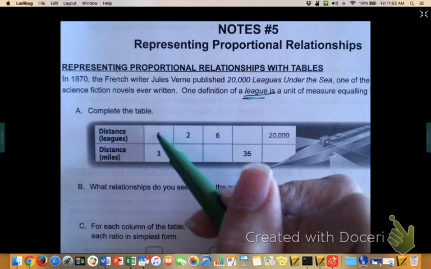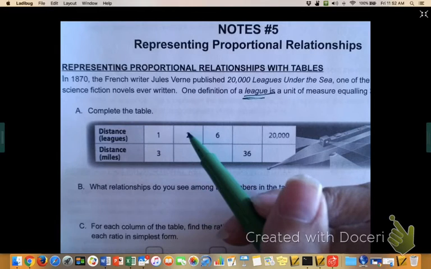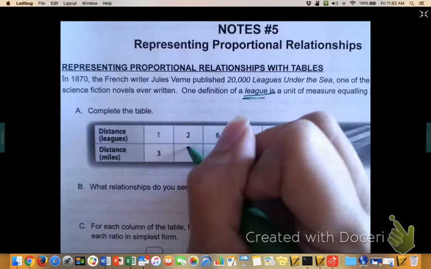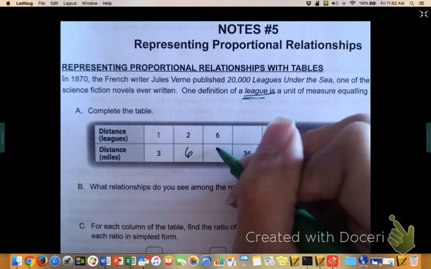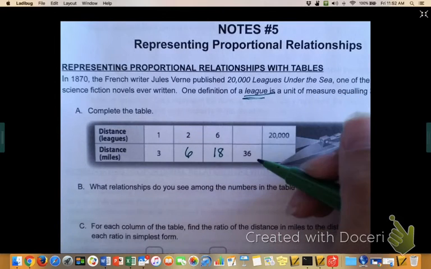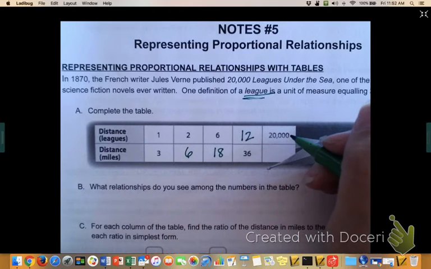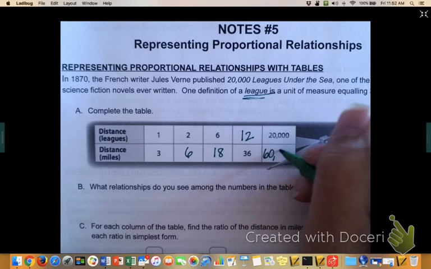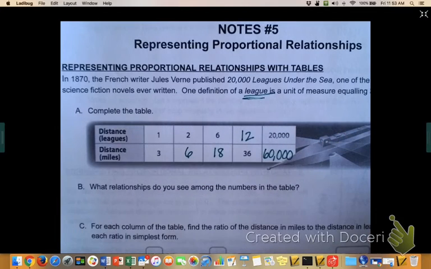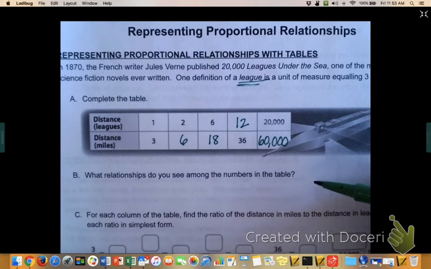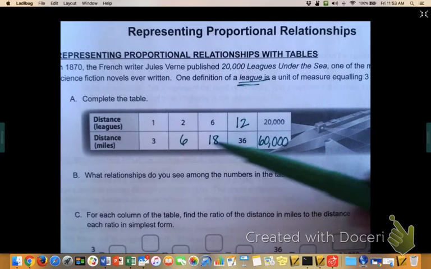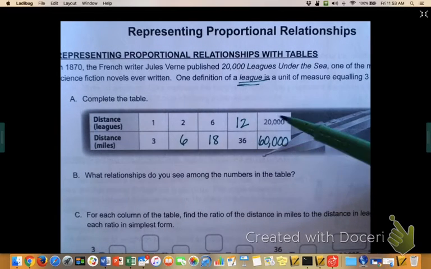If 1 league equals 3 miles, then 2 leagues would obviously equal 6 miles. 6 leagues would be 18 miles. And now they flipped it on you. 36 miles would be equal to 12 leagues. And 20,000 for the book 20,000 Leagues Under the Sea would actually be 60,000 miles. All right, let's take a look now at what the relationships are. What do we see in the table? I see that every number in the bottom row is actually 3 times the number in the top row.